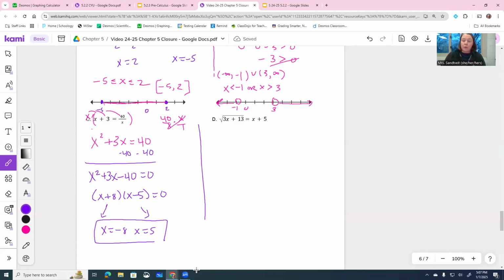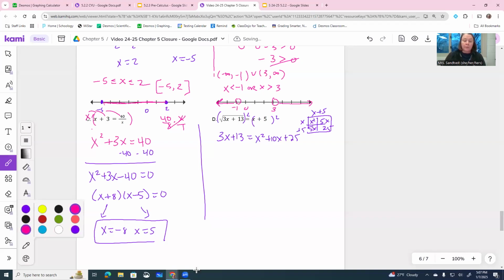All right. So then this one, again, we're solving. I see the square root. I'm going to undo the square root by squaring both sides. So I have 3x plus 13 equals. Now over here, I need to square this. Remember, you can't just square the x and square the 5, as much as we wish that were true. We have to make a box. That means x plus 5 times x plus 5. So that gives us x squared plus 10x plus 25.